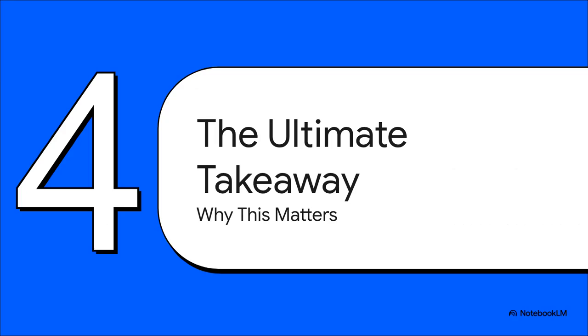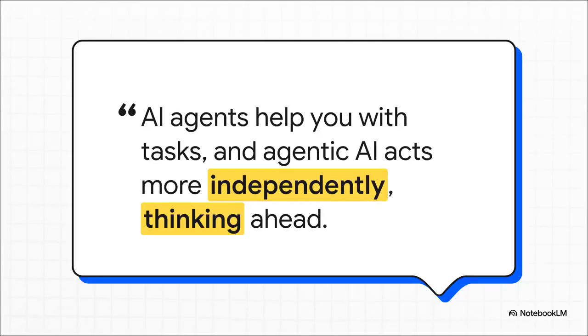So why do we even care about this distinction? Well, because getting this difference is the key to understanding where AI is headed. We are right now moving from a world where AI is just a simple tool to one where it's becoming a complex collaborator. And here it is, the simplest way to lock this in your brain. AI agents help you with your tasks. Agentic AI acts more independently, thinking ahead for you. That tiny little shift in one word, from with to for, that changes everything.